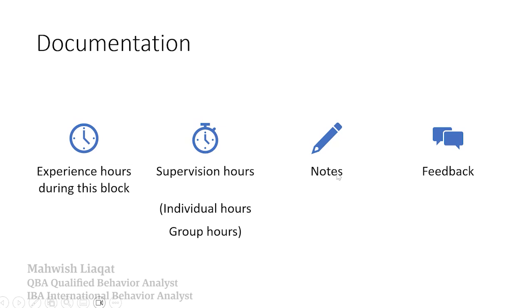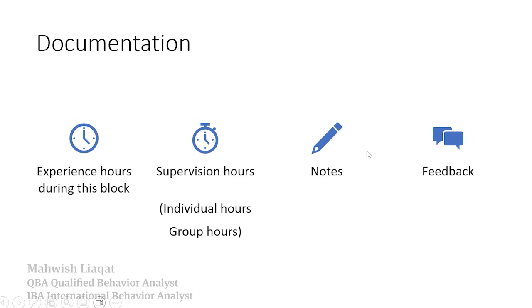What you're going to mention in the notes is what you did during those 30 hours. Like you were doing the DTT, you were doing the preference assessments, or if there was something like reinforcement schedules implementation, token economy, or if you were implementing any behavior intervention plan. Whatever you were doing, you have to mention it in the notes, and you also have to mention what you discussed in your supervision.